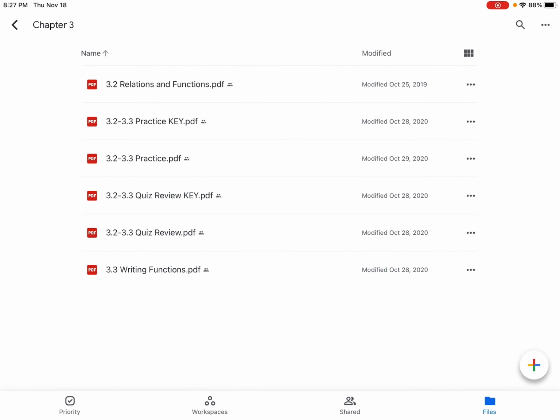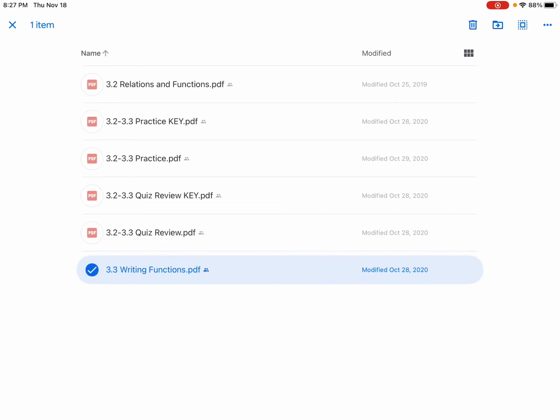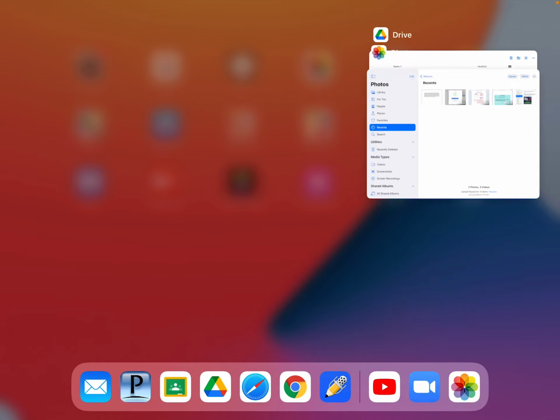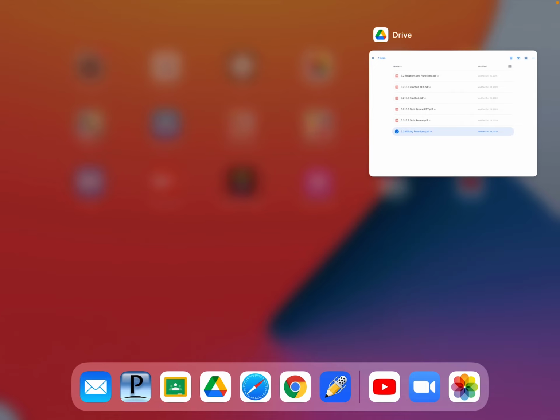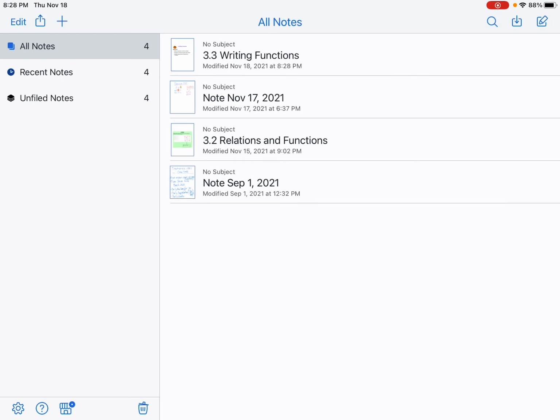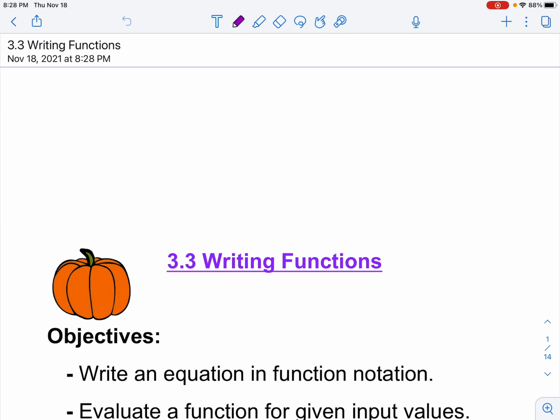All right, everyone, we are going to go to the next lesson in Chapter 3. It is called 3.3, Writing Functions. Please download that and put it into Notability. 3.3, Writing Functions. Short unit in Chapter 3. So, it's only 2 lessons.